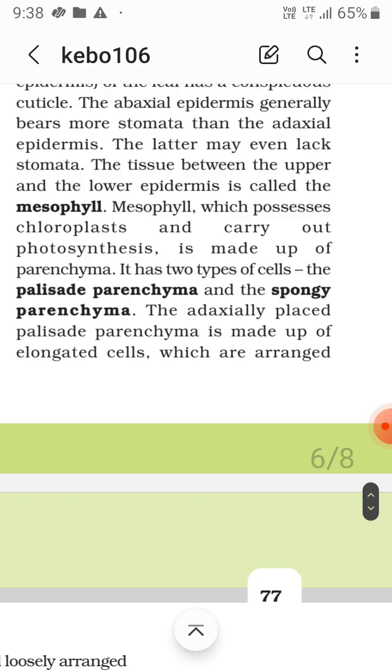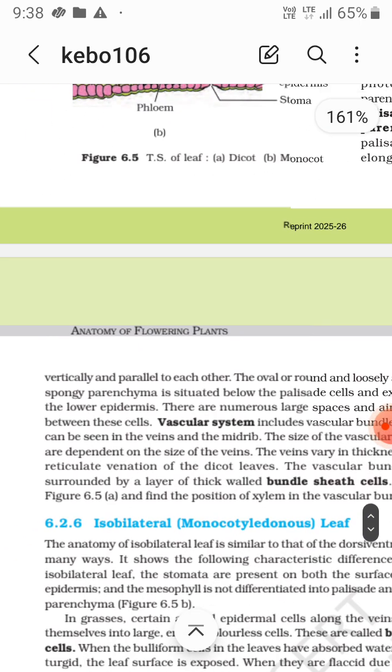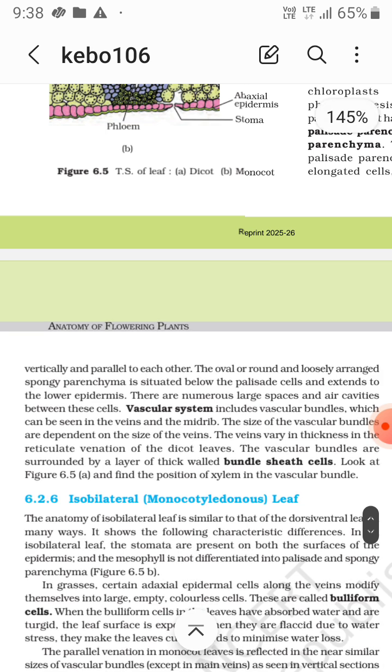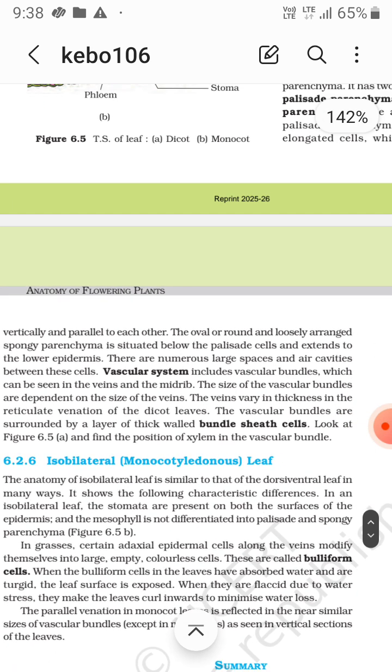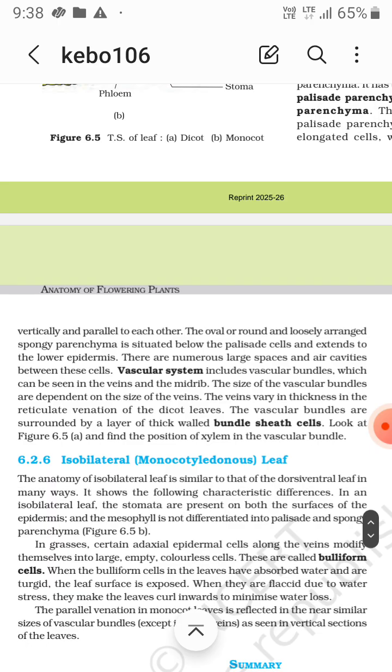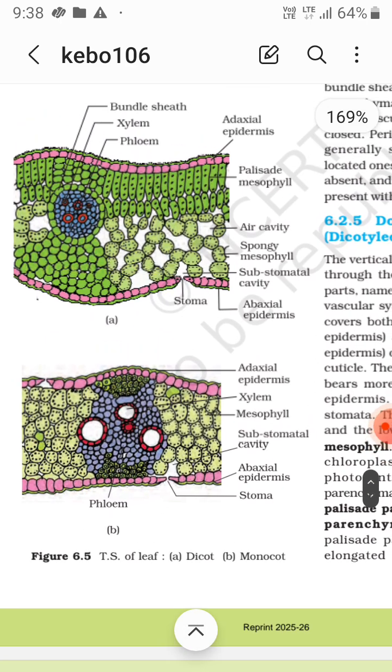The adaxially placed palisade parenchyma, that is on the upper side, is made up of elongated cells which are arranged vertically, not horizontally, and parallel to each other. The oval or round and loosely arranged spongy parenchyma is situated below the palisade cells and extends to the lower epidermis, that is the abaxial surface, right? There are numerous large spaces and air cavities between these cells. You can see the substomatal cavity.